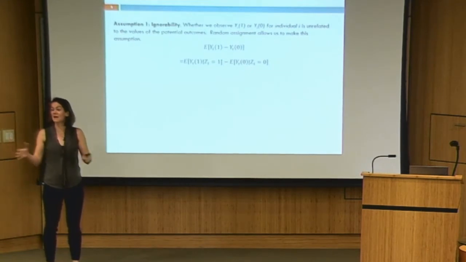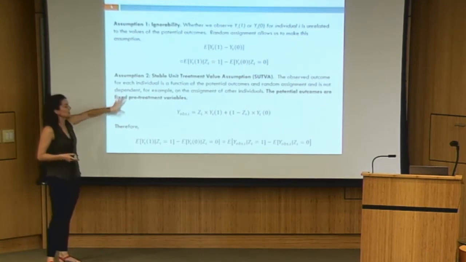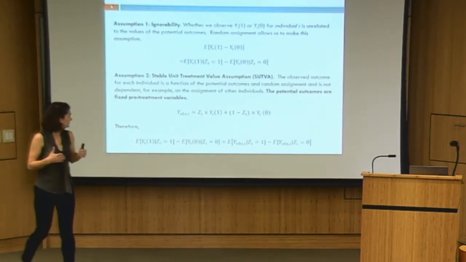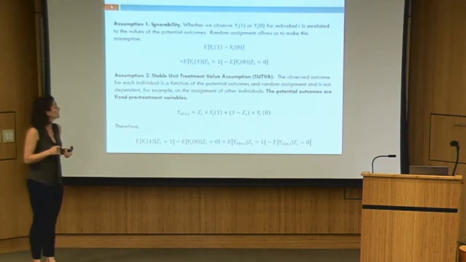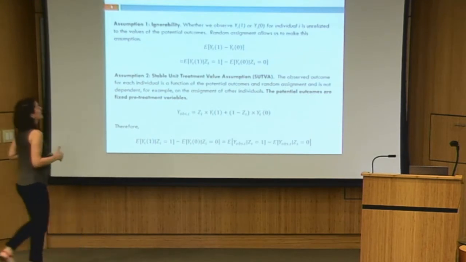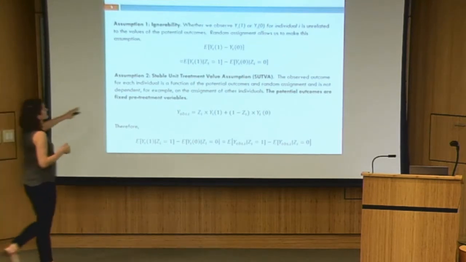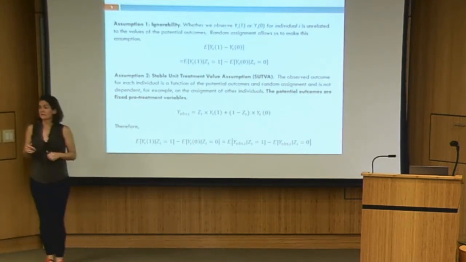Okay, so that's mathematically what's going on with ignorability. The second assumption, and Sean talked about SUTVA yesterday, and I know it's something that you've learned about already. The second assumption that we're going to rely on is SUTVA. So SUTVA tells us that the observed outcome for each individual is a function of their potential outcomes and random assignment, and is not dependent on the assignment of other individuals.